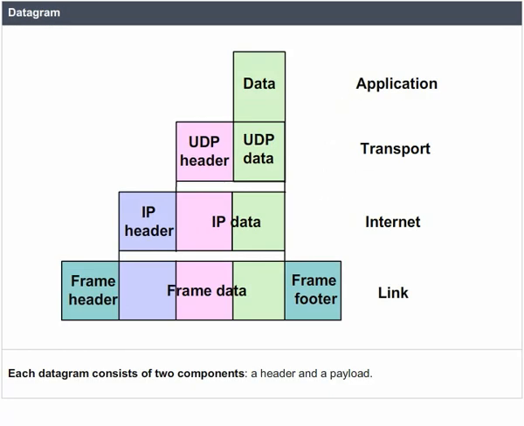Datagram. Each datagram consists of two components, a header and a payload. The IP header is tagged with the source IP address, the destination IP address, and other metadata needed to route and deliver the datagram. The payload is the data that is transported.